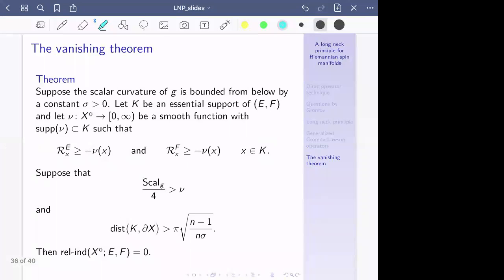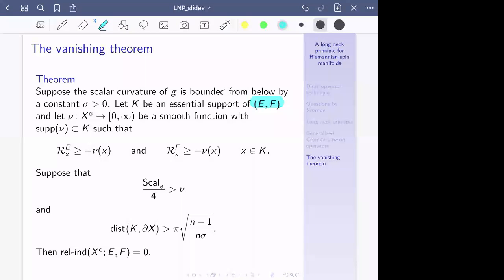I just want to quickly state the vanishing theorem. Now, in the situation where we have that E, F are a pair of bundles satisfying the Gromov-Lawson assumption, then we can construct, remember, the relative index, we can define the relative index and the analytic index.